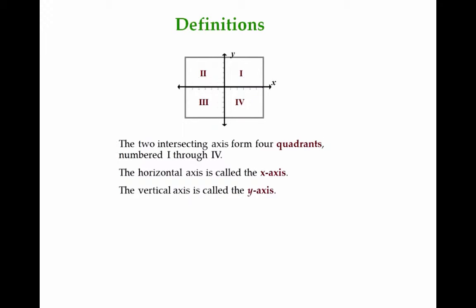All right, let's take a look at what we have here. We have the x-axis and the y-axis, and this divides the graph into 4 regions, 4 quadrants. We use the Roman numerals 1, 2, 3, and 4. The horizontal line is called the x-axis, and the vertical line is known as the y-axis.